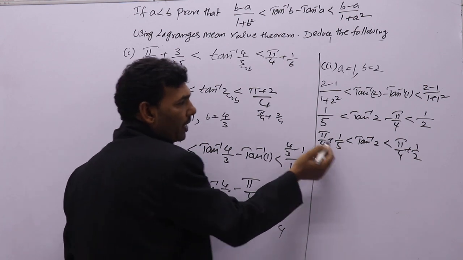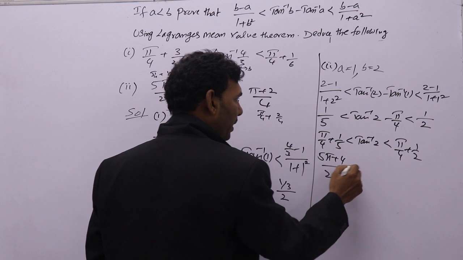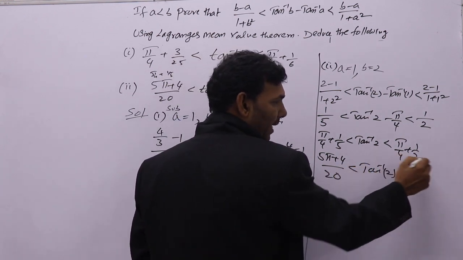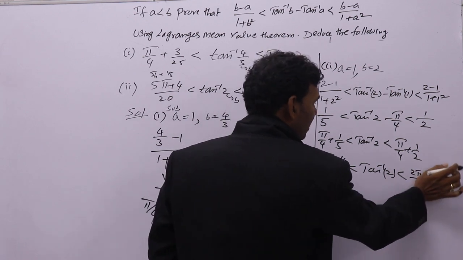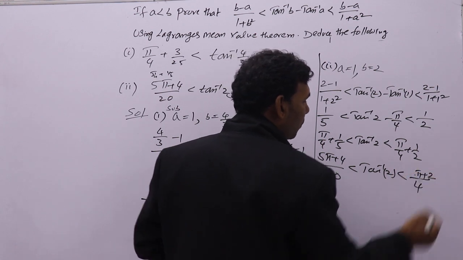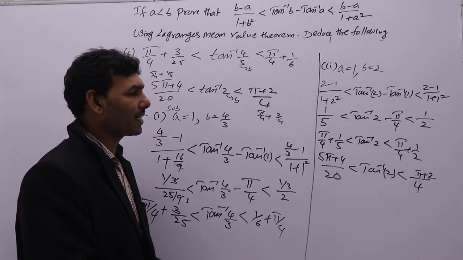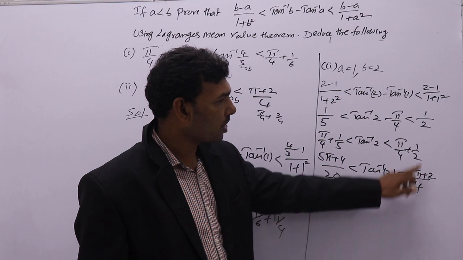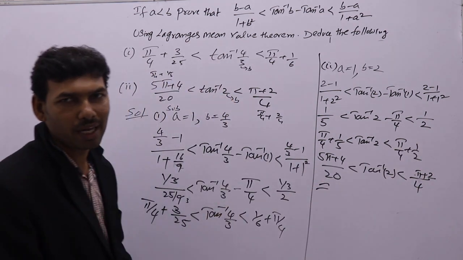4 pi's are 20. Then what you will get? 5 pi plus 4 by 20 less than tan inverse 2 is less than, take 8 LCM, 2 pi. Take 4 LCM. If you take 4 LCM, pi plus 2 by 4. That's what we need to prove in the second deduction. If you take 4 LCM, 4 1s are 4, pi you will get, 2 2s are 4, 2 1s are 2. So this is the second deduction. Are you clear?